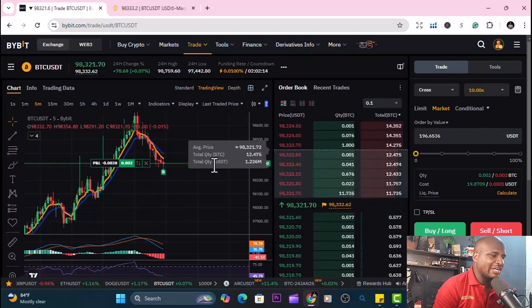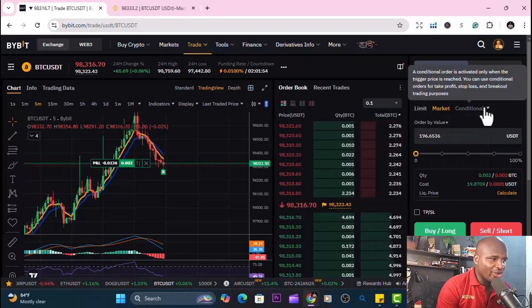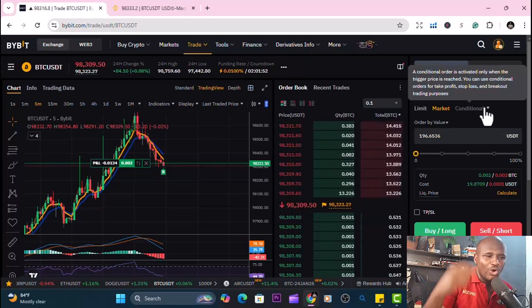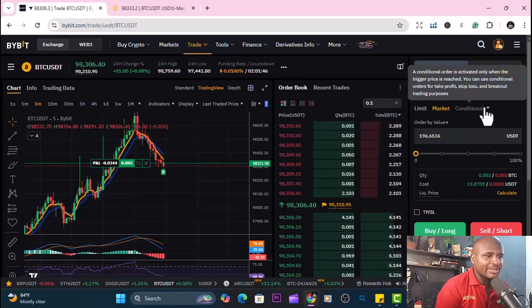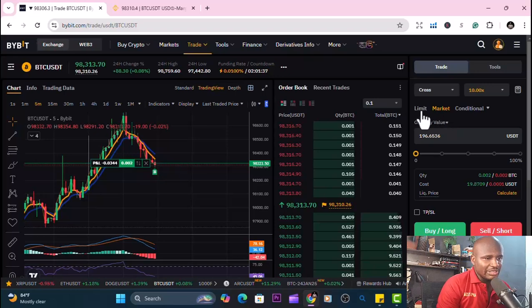So we also have types of conditional orders, but this one is in Bybit. It may be different on Binance, but this is it. So we have chase limit order, we have iceberg scale order, and that. So these are the conditional orders that we have. A conditional order is activated only when the trigger price is reached. You can use conditional orders for take profit, stop loss, and breakout trading purposes. But then you just need to be a little careful. We use limit, market. If you don't understand them, you may not get into that.